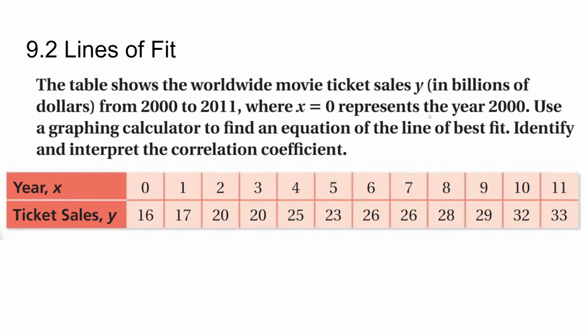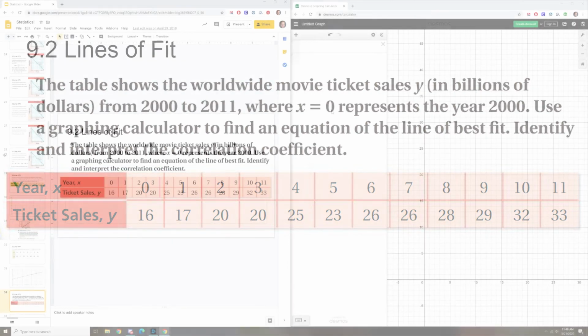Okay, here it says the table shows the worldwide movie ticket sales, y, in billions of dollars from 2000 to 2011, where x equals 0 represents the year 2000. Use a graphing calculator to find the equation of the line of best fit. Identify and interpret the correlation coefficient. All right, so now I'm going to show you how to use a graphing calculator to pretty much do what we've been doing by hand. And it's going to make this whole thing really simple.